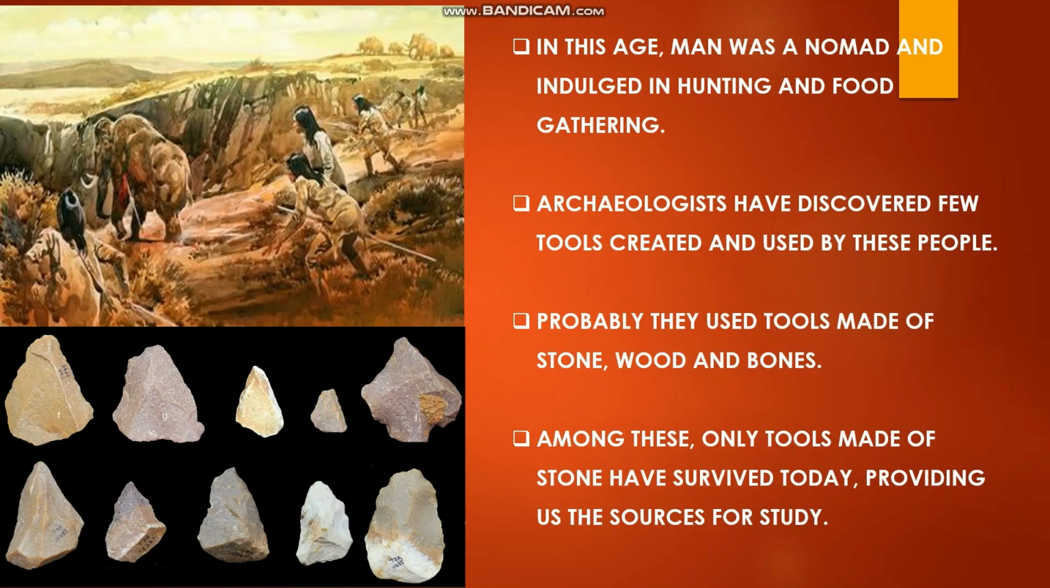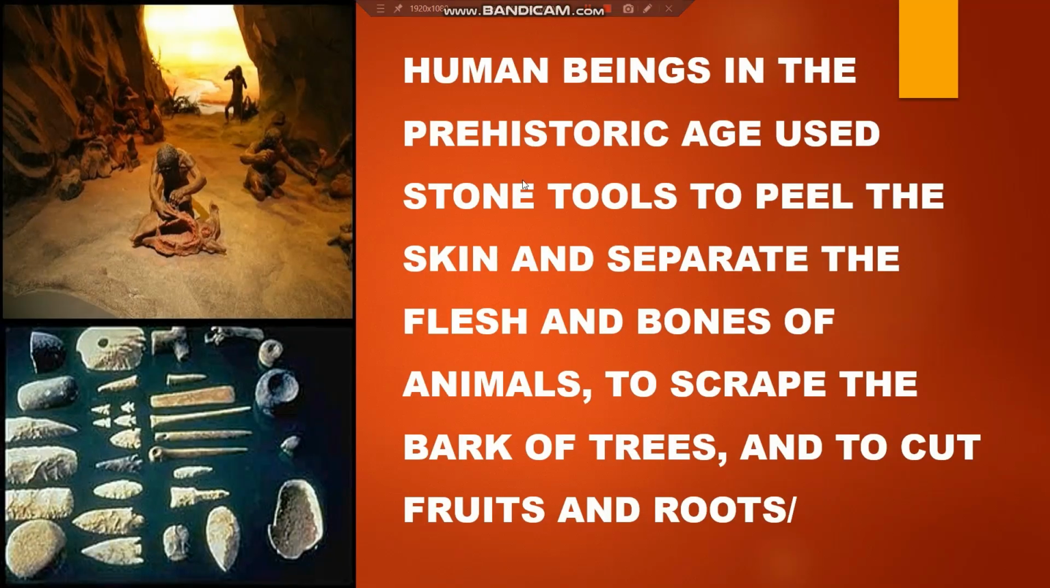Archaeologists have discovered few tools created and used by these people. Probably they used tools made of stone, wood, and bones. Among these, only tools made of stones have survived today, providing us the sources for the study. Human beings in the prehistoric age used stone tools to peel the skin and separate the flesh and bones of animals, to scrape the bark of trees and to cut fruits and roots.